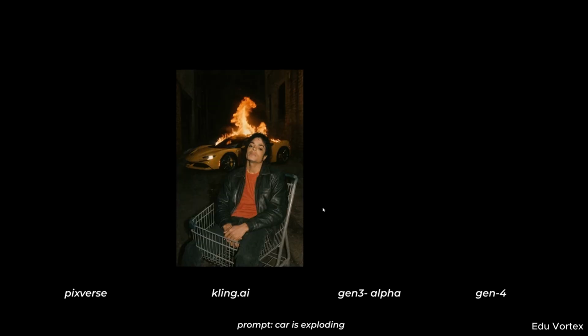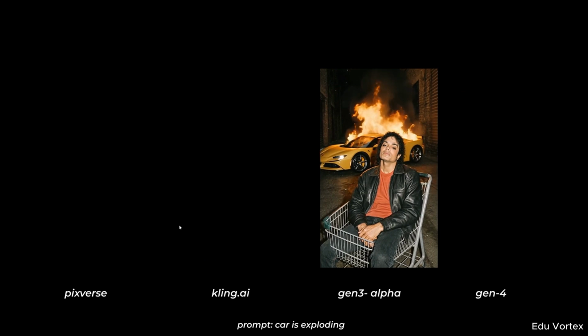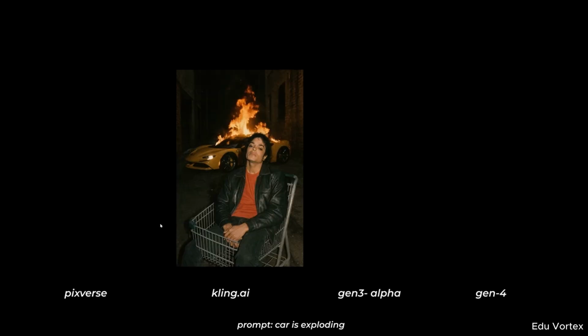Kling totally failed for some reason. It's choppy. I mean, the fire looks decent, but overall, it's glitchy. Gen 3 didn't impress me either. Michael Jackson in the back barely moves, and there's a weird plastic-like appearance. Very flat.